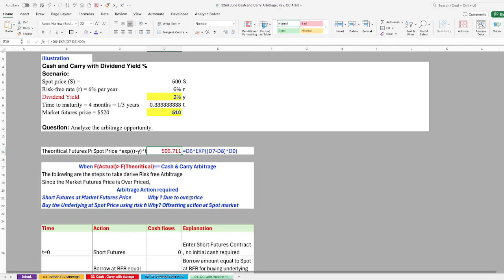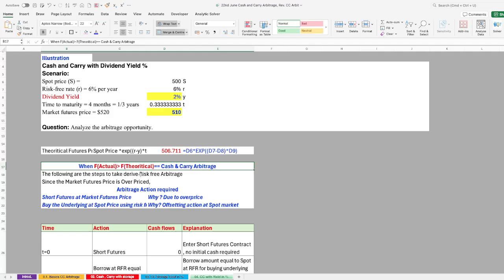Now, income is always deducted. We have to assume this yield is also continuously compounded. Since 510 is greater than 506, we have cash and carry arbitrage. That means the market price is overpriced. Short the futures, buy the underlying at the spot price.